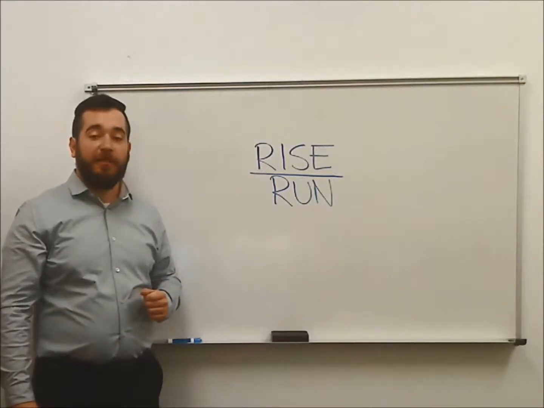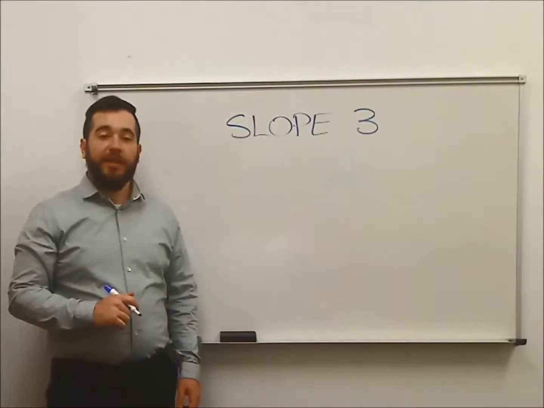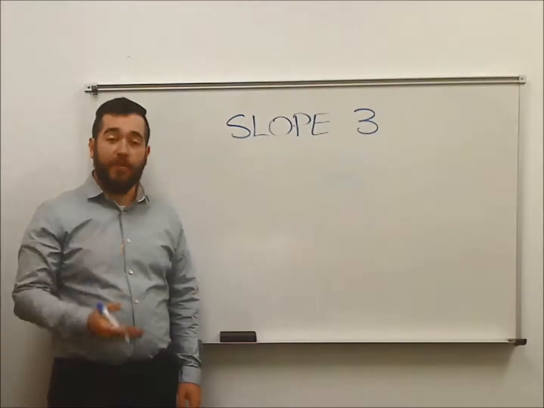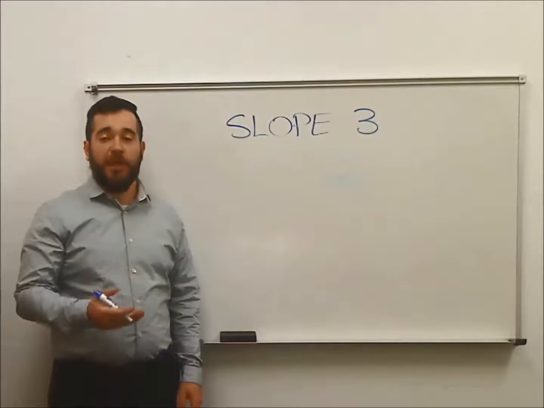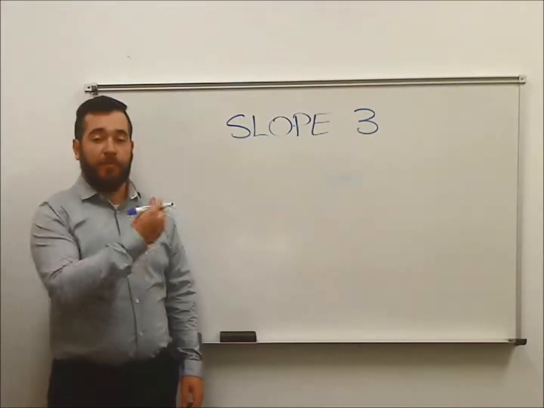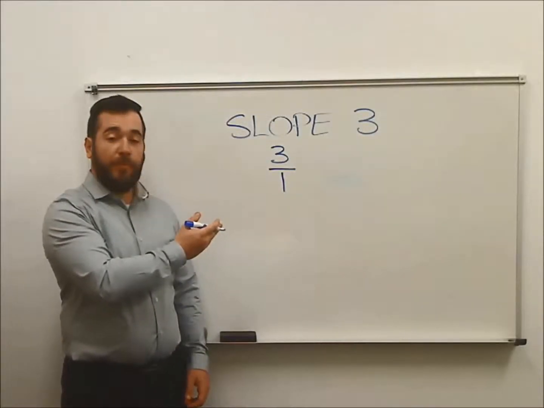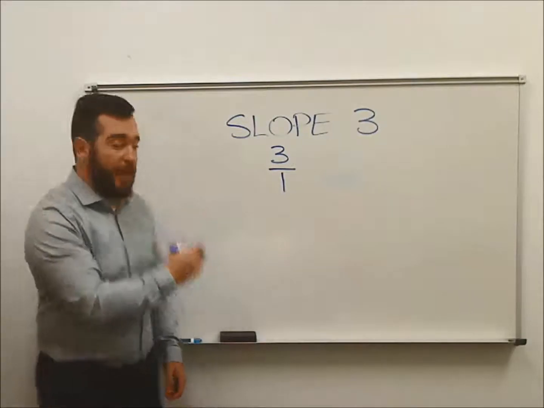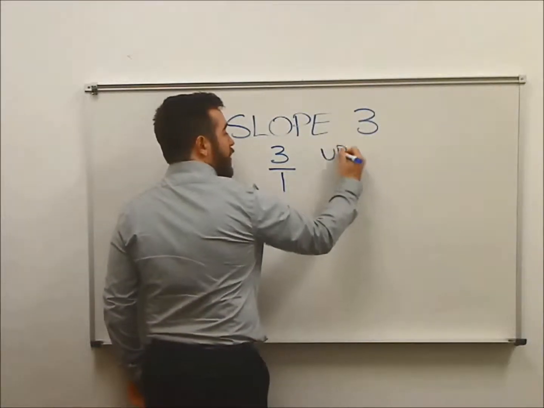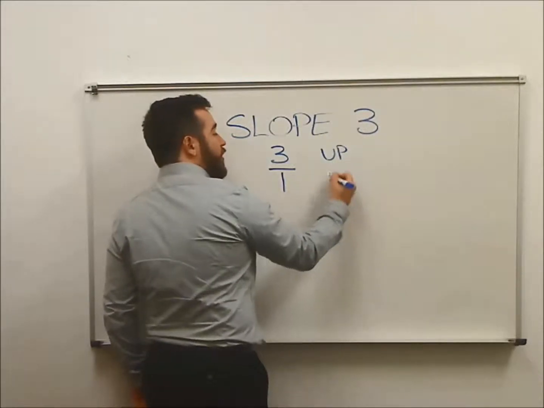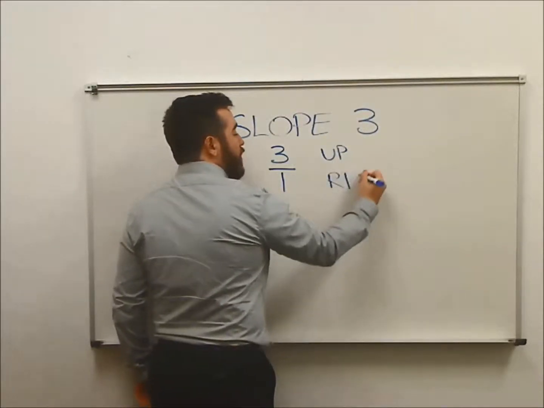Let's be more specific. Let's say a graph has a slope of 3. What does that mean? Well, think of 3 as 3 over 1. Okay, so what does that mean? It means that our graph moves 3 units up for every 1 unit it moves to the right.